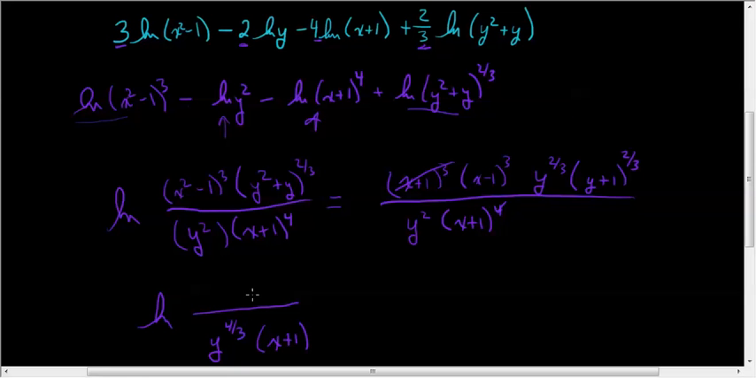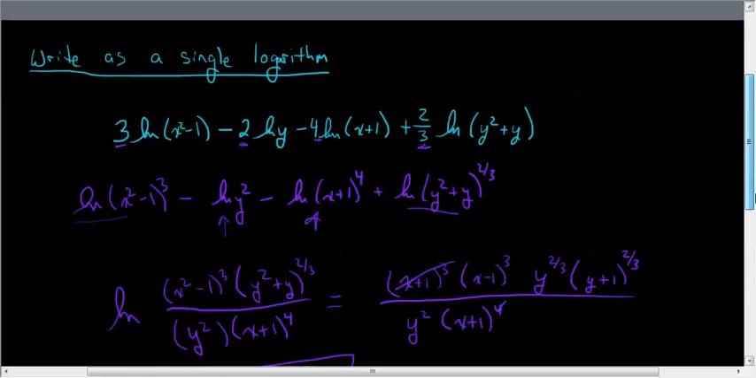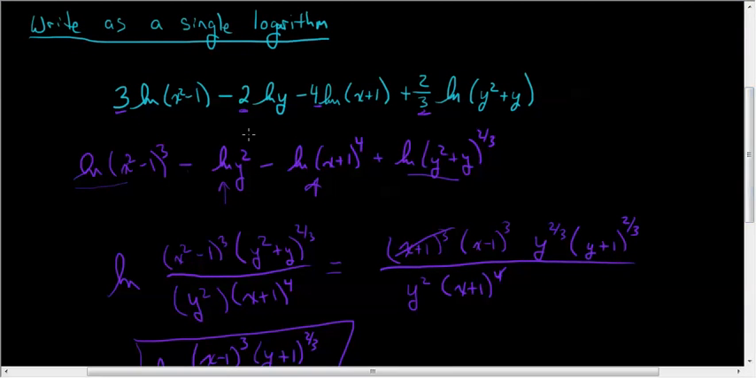Let's see, what do we have upstairs? We have x minus 1 cubed, and then y plus 1 to the 2/3. So the algebraic simplification is more work on this problem than the actual contracting this down into a single logarithm. All right, let's look at another example.